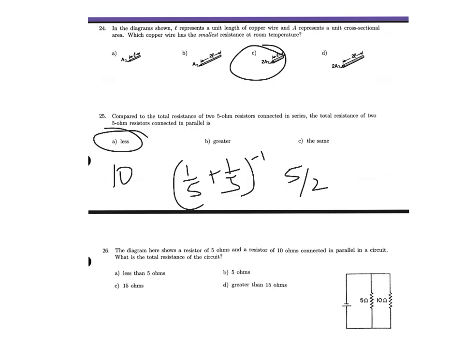Number 26, the diagram here shows a resistor of 5 ohms and a resistor of 10 ohms connected in parallel. What is the total resistance of the circuit? It would be 1/5 plus 1/10, which would be 3/10, but then you would have to invert it, so it'd be 10 over 3, which would be 3.33, and so the answer should be A.